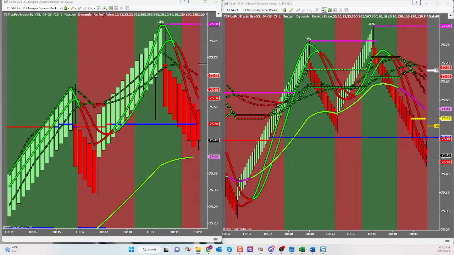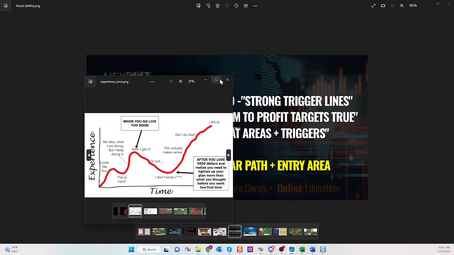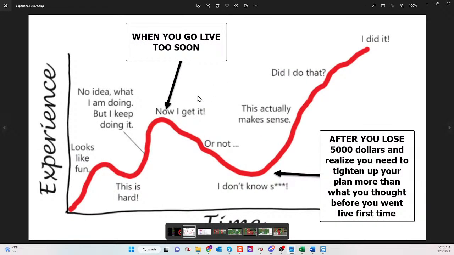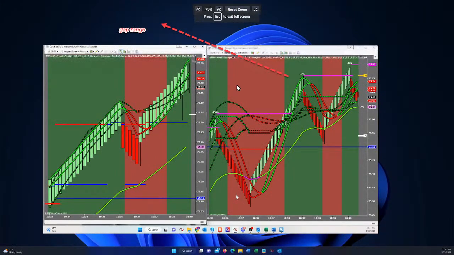I'm about to just go to a bunch of pictures. You guys want to talk about the experience curve? Oh, Joel, there's a picture. Let's see what we got. Joel, price accelerates away, large triggers don't follow. Yep, there's your gap.